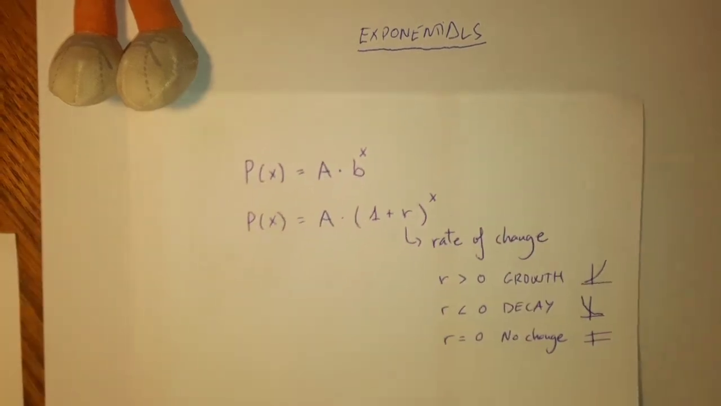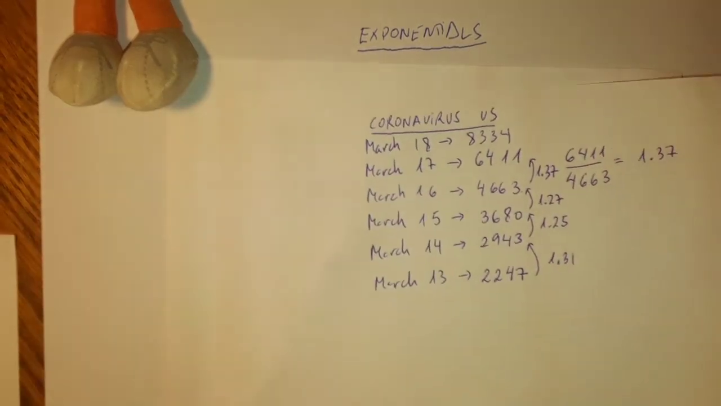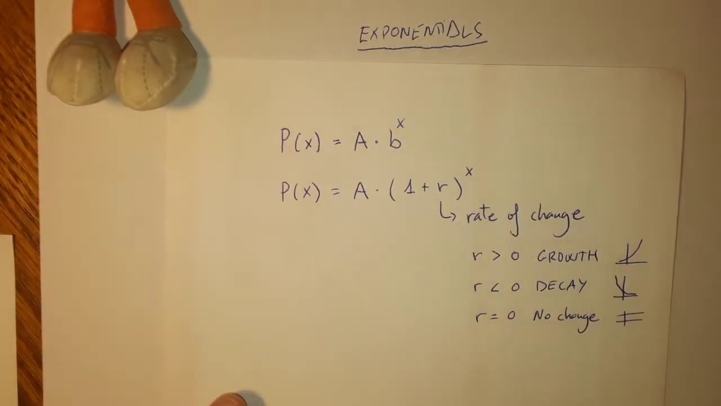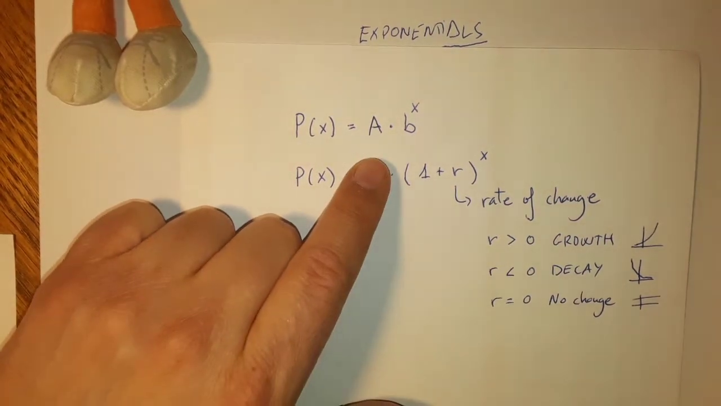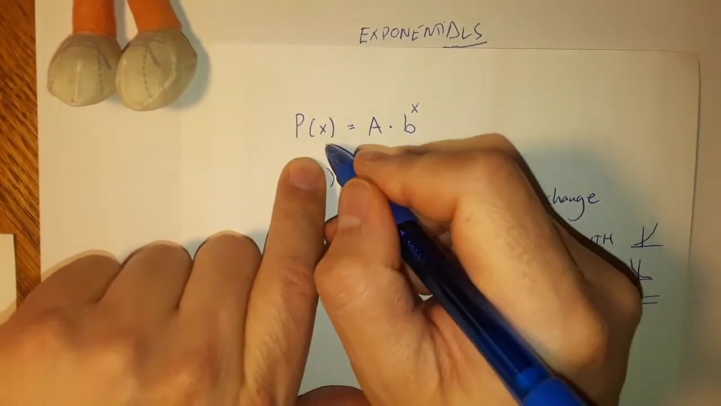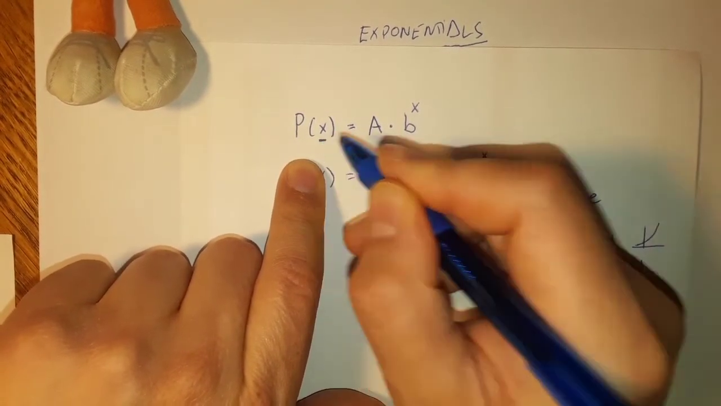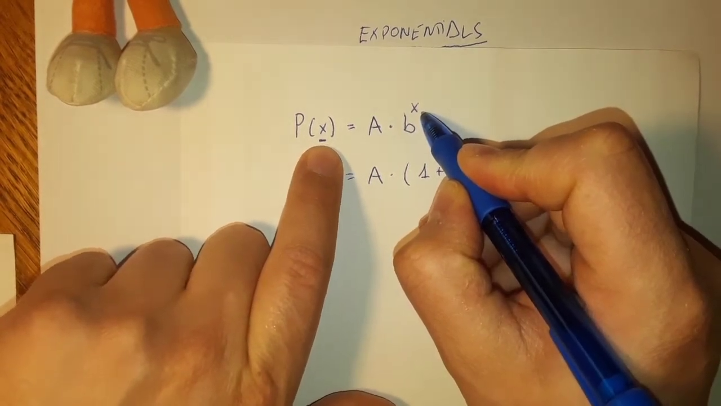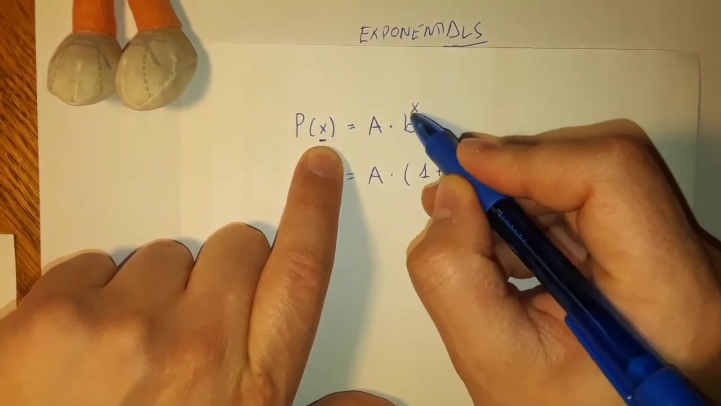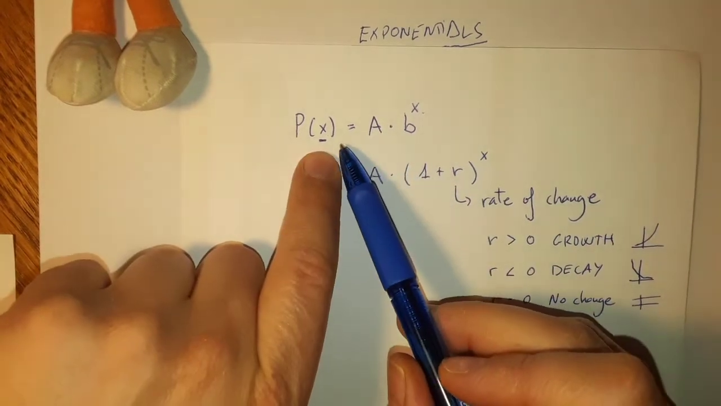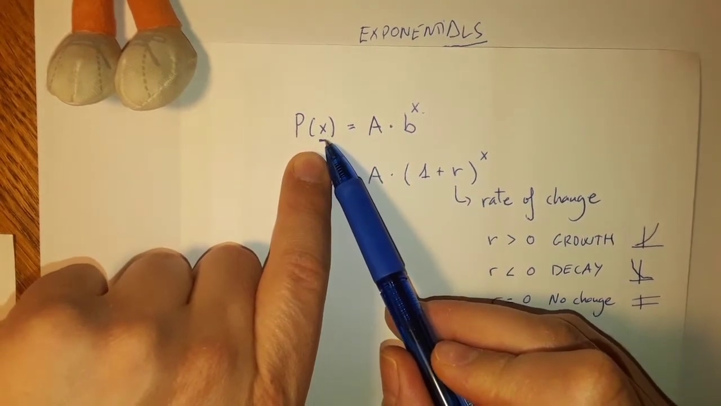So if we try to understand how to model this data, how we can find a function that models this data, we can use exponentials, okay? Exponentials work this way. Exponentials are equations that have the variable as exponent. That's why we call them exponentials, because the variable comes here as an exponent, okay? Now, in our case, this variable represents number of days, right?